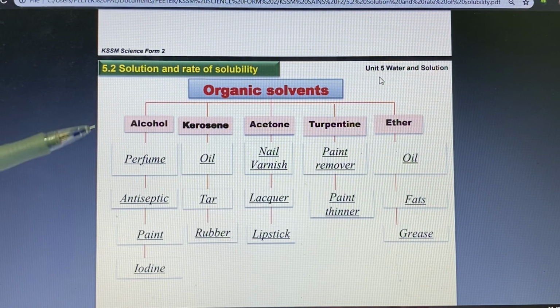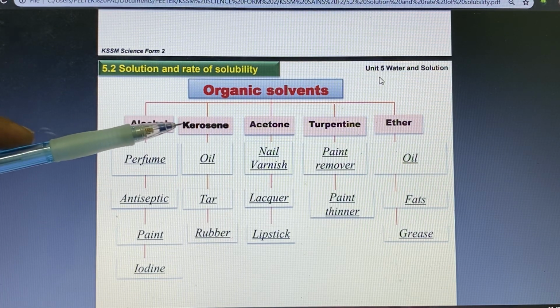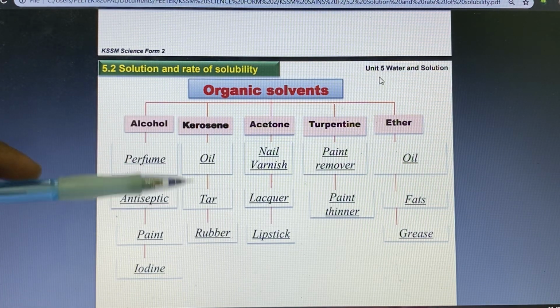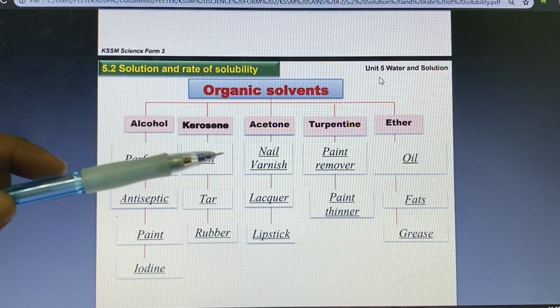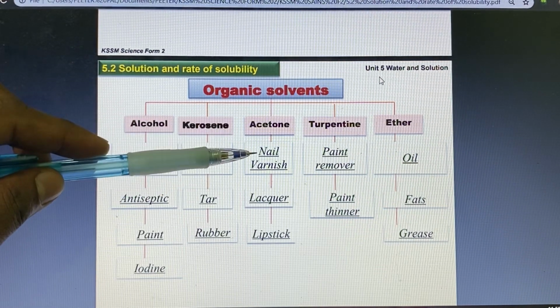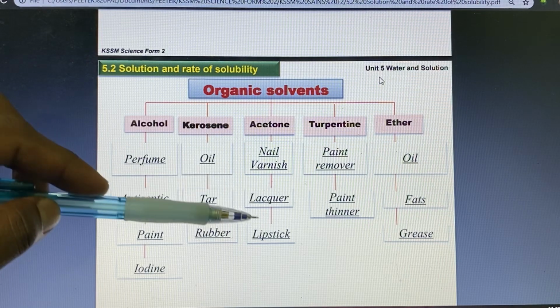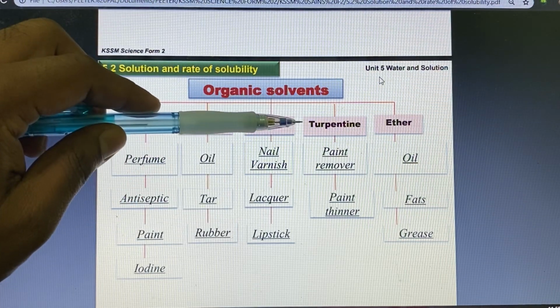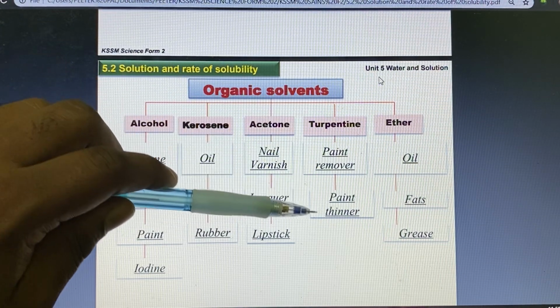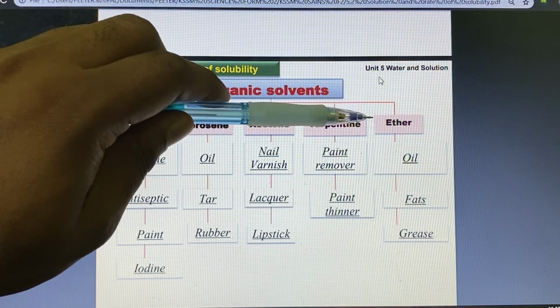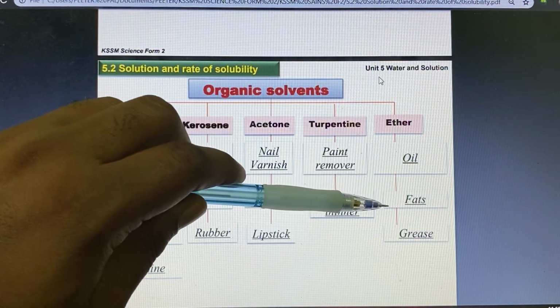Perfume can dissolve in alcohol, antiseptics can dissolve in alcohol, paint can dissolve in alcohol, and iodine. If you look at kerosene, it can dissolve oil, tar and rubber. Acetone can dissolve nail varnish, lacquer and lipstick. Turpentine can dissolve paint remover and paint thinner. And finally, ether can dissolve oil, fats and grease.